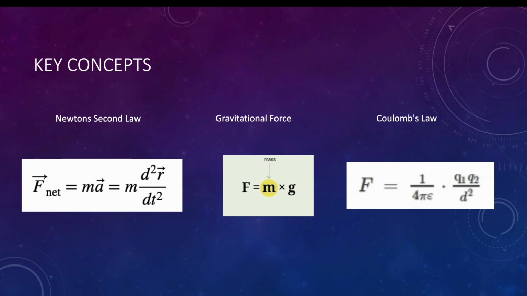Three key concepts. We're using Newton's second law, force equals mass times acceleration. Since there is no movement, or change in momentum over time, we know F net is equal to 0. With this, we can use the gravitational force to be the downward force, which is mass times gravity. And the upward force that is counteracting the gravitational force is the electric force, given by Coulomb's law, 1 over 4 pi epsilon naught times the charges of both objects over the distance squared.